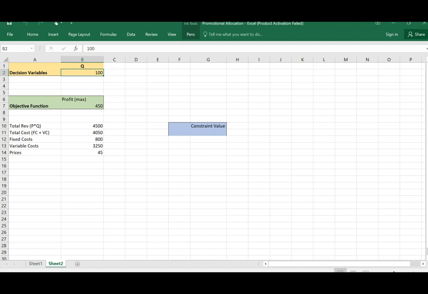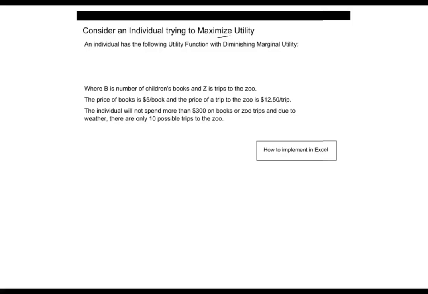One more example to consider. Let's consider utility maximization. Again, I'm just pulling other examples of this optimization. Utility, for our purposes, we can think about as satisfaction. An individual maximizes their utility function that has diminishing marginal utility. All that means is that we've got two things that make people happy.